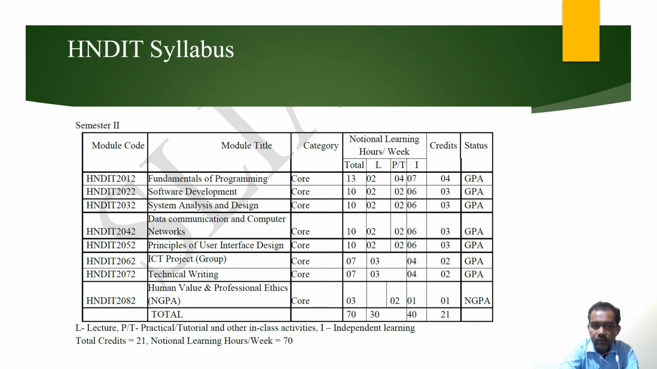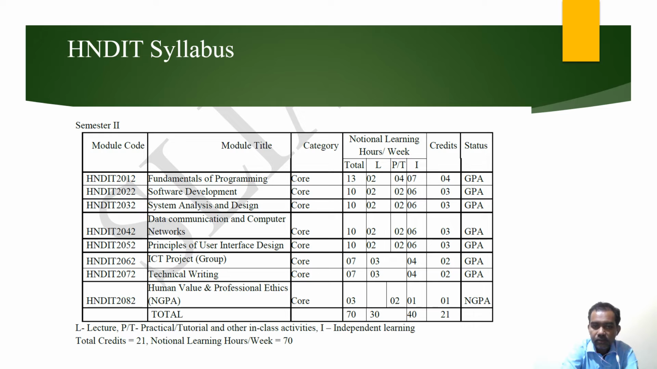Then HNDIT 2062. Subject name is ICT project. That is the group project. That is core subject, and that has 3 practical hours per week. This is some kind of group subject. You can see all things are combined, lectures and practical. Actually you have to do practicals inside the institute, but we are going online mode. In your location you have to do the practicals. Then credit level is 2, and this is GPA subject.